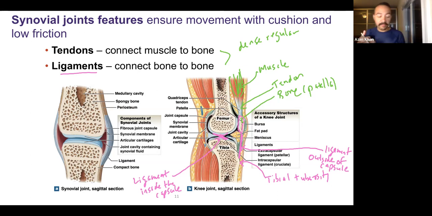So tendons, ligaments, those are some features of synovial joints. You need tendons because you have to move the joint. You need ligaments to hold bones together. And they're both made of dense, regular connective tissue.